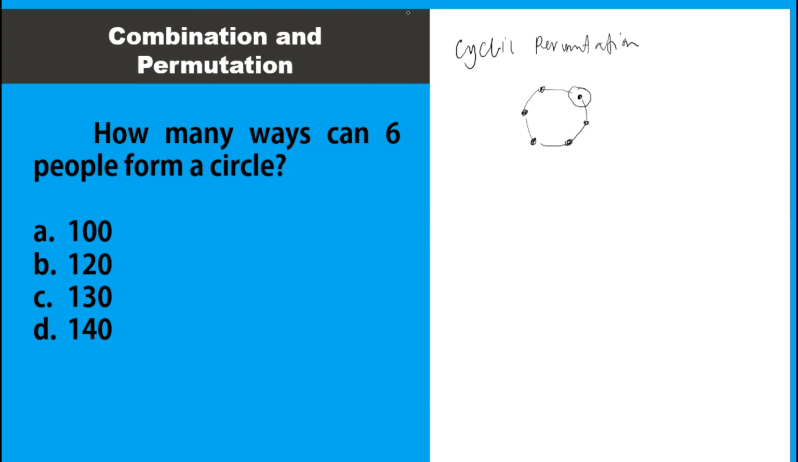We have the formula for cyclic permutation, that is given by n minus 1 factorial. So for this problem we have P equals 6 minus 1 factorial, so we have 5 factorial. That is 5 times 4 times 3 times 2 times 1. We have 20 times 3, that is 60, times 2. So that is 120.